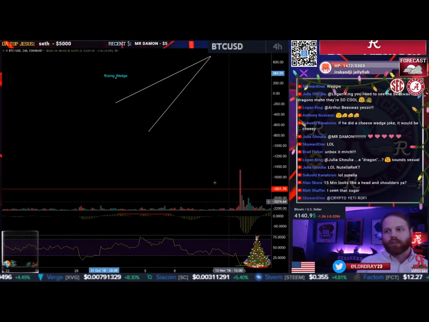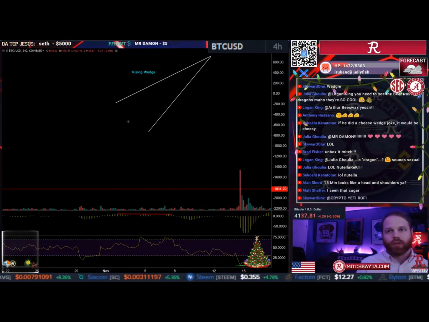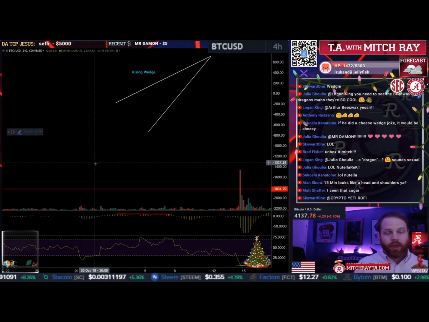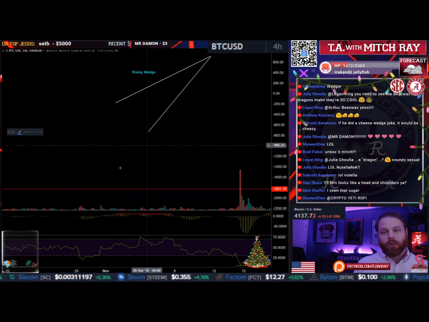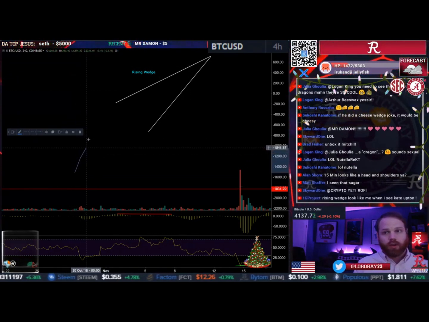All right, there's your rising wedge. Everyone in here knows about the rising wedge. Everyone knows everything, but at one point you didn't know, right? So we have a nice move up, and this is going to be a rising wedge reversal, okay? Where you have a nice impulse up.